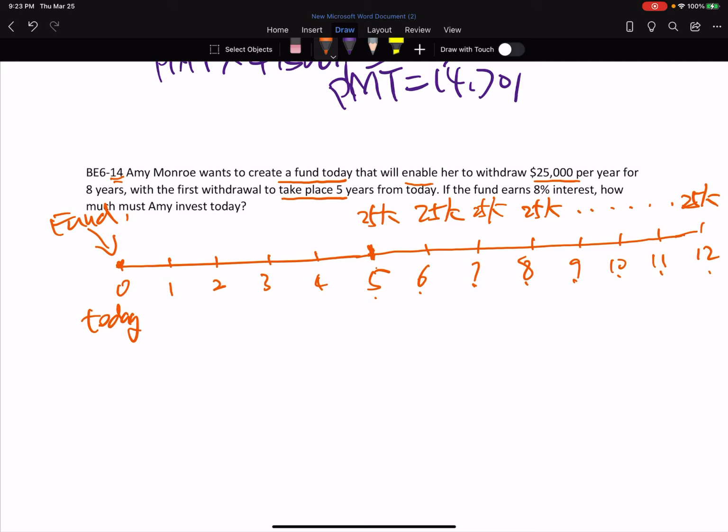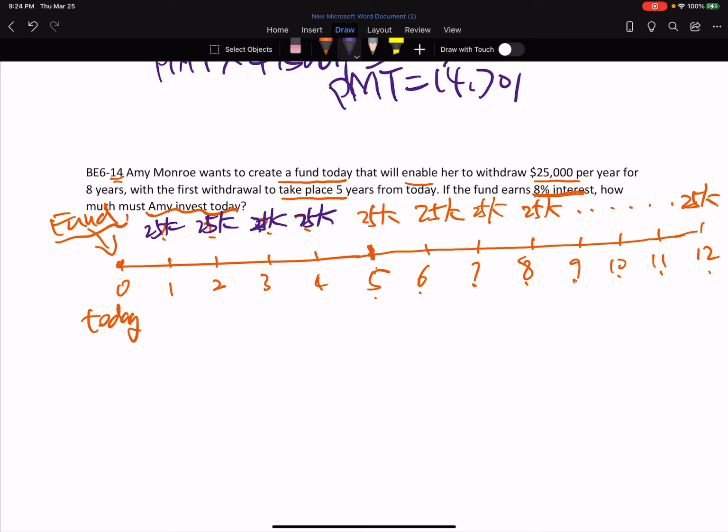Now, it asks you what's the amount of the fund here, right? And it looks like it is a problem of annuity, right? Same amount, same interval, and the interest rate is the same for each period. But there is no withdrawal here, right? So what we do is we just create fake withdrawals. I just use different colors. Here we just assume there are 25K for each period, 4, right?